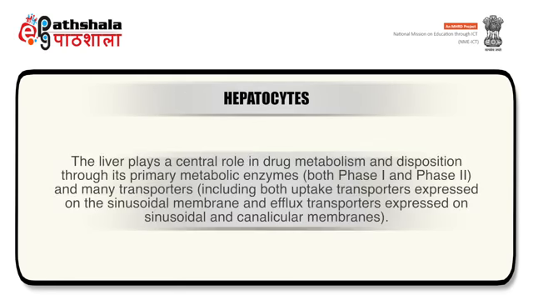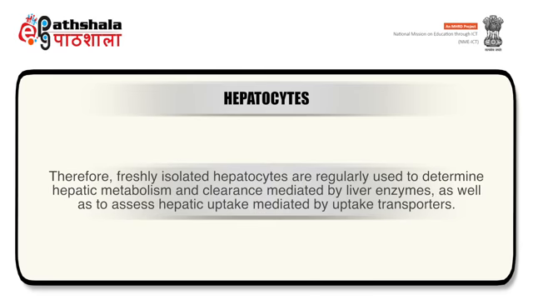Hepatocytes. The liver plays a central role in drug metabolism and disposition through its primary metabolic enzymes, both phase 1 and phase 2, and many transporters, including both uptake transporters expressed on the sinusoidal membrane and efflux transporters expressed on the sinusoidal and canalicular membrane. Therefore, freshly isolated hepatocytes are regularly used to determine hepatic metabolism and clearance, metabolites formed by liver enzymes, as well as to assess hepatic uptake mediated by uptake transporters.